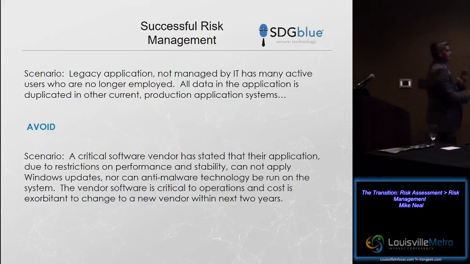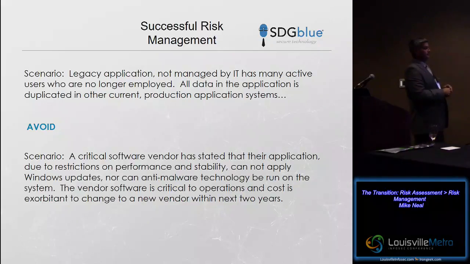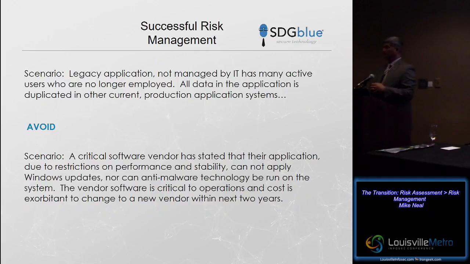Got another scenario. A critical software vendor has stated that their application, due to restrictions on performance and stability, cannot apply Windows updates, nor can anti-malware technology be run on the system. Vendor software is critical to operations and cost is exorbitant to change to a new vendor within the next 2 years. What are we going to do with this one? Transfer. Anyone else want to answer? Accept. We have to accept that risk.